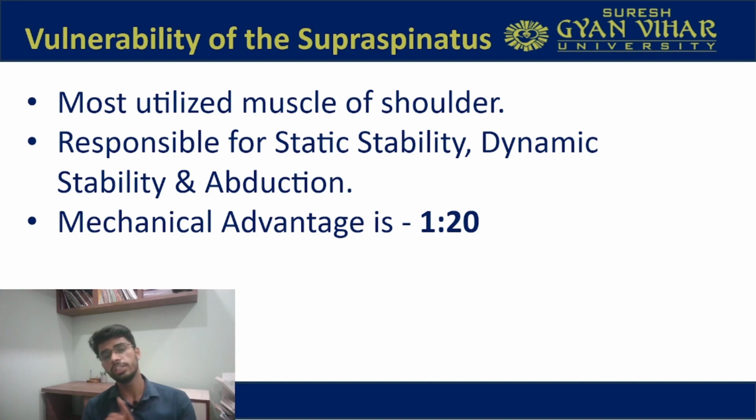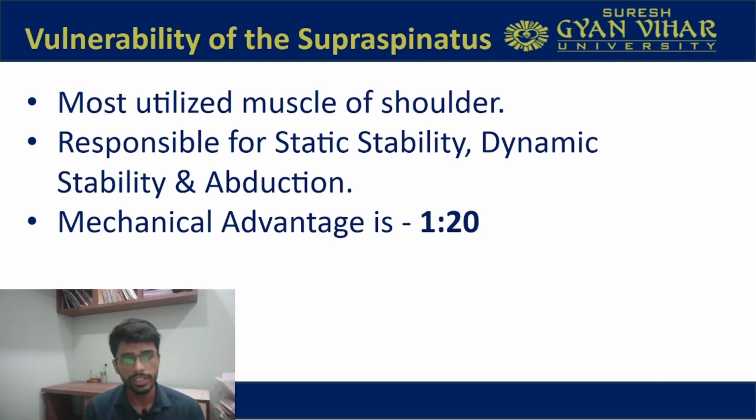So first of all, it is the most utilized muscle of the shoulder. It is responsible for the static stability, it is responsible for the dynamic stability, and it is helping in abduction. So it is doing a lot of functions, it is always active, it is responsible for so many things. That is why it is the most utilized muscle.